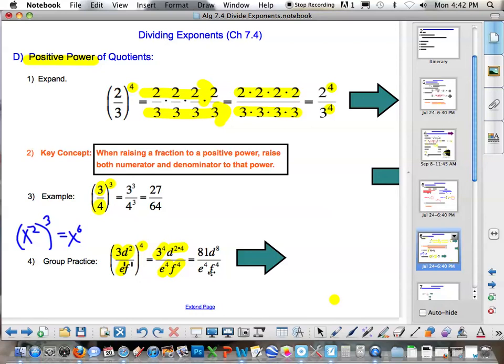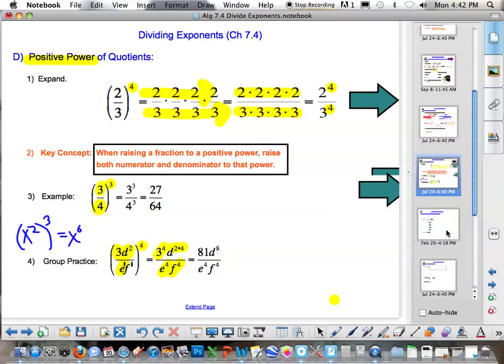Okay? So if you need to push pause and go back and review any of this, please do so now. We have one more slide, and then we're all set with our notes. Okay? On this slide, we talked about positive powers on fractions. Our next slide, if you're ready for it, negative exponents on fractions.